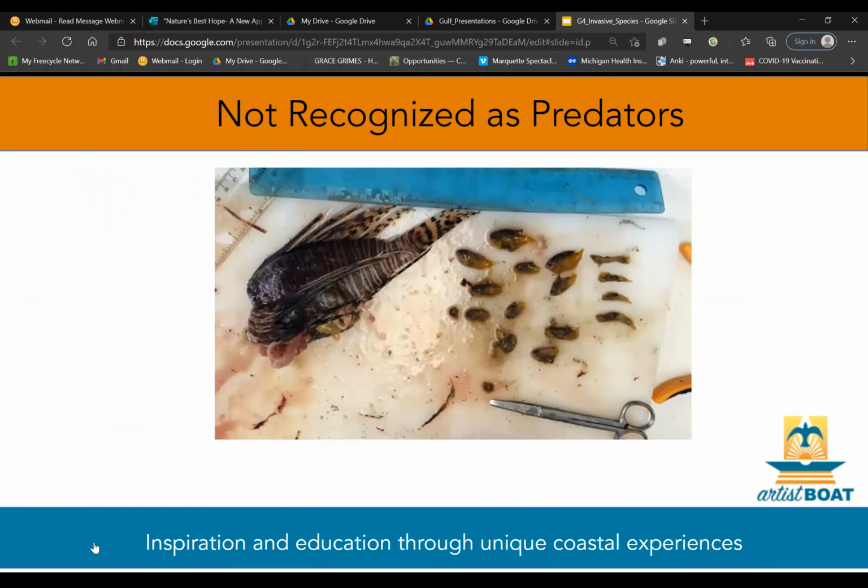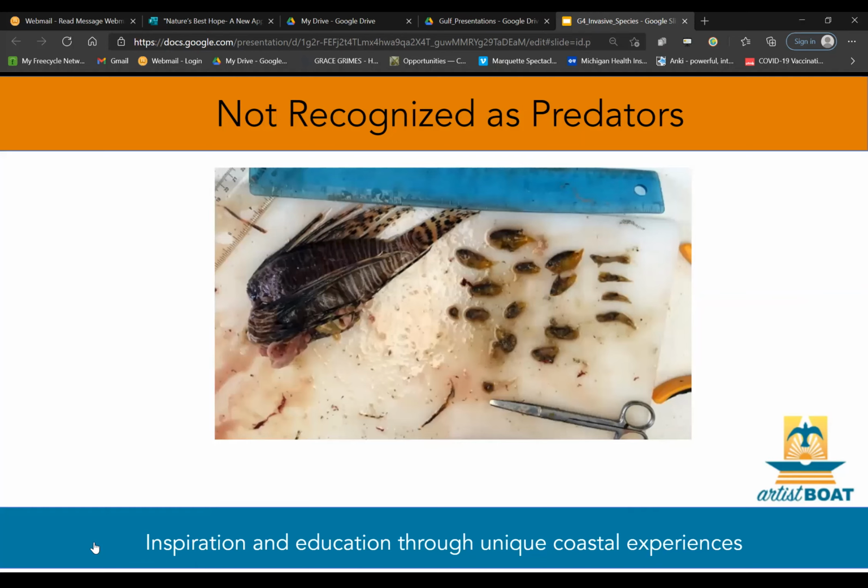Now, the fourth issue is that lionfish aren't recognized as predators. So what this means is that native fish and invertebrates don't know to avoid lionfish to keep from being eaten, right? They've never seen this fish before, so they haven't learned that danger, stay away from this fish. And unfortunately for them, lionfish are indiscriminate eaters. So if it fits in their mouth, they're going to eat it.